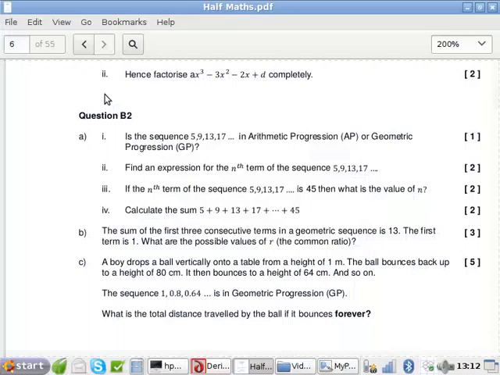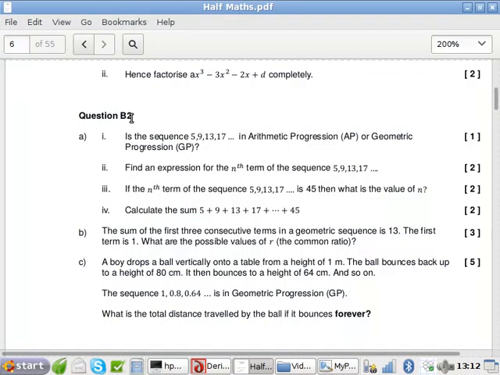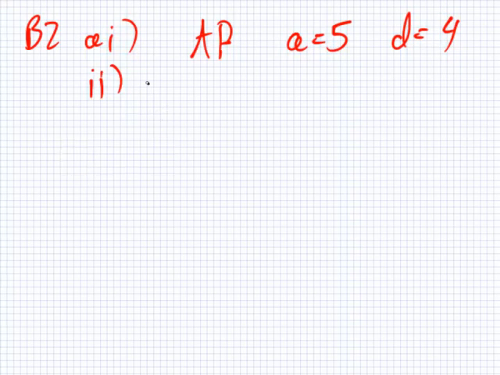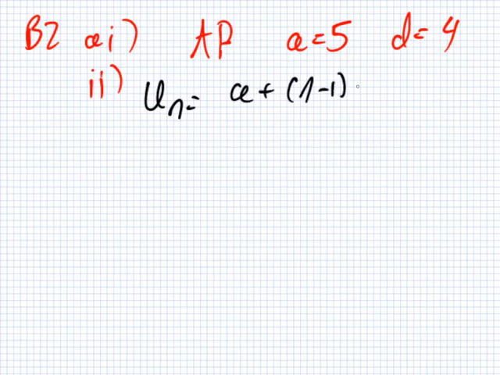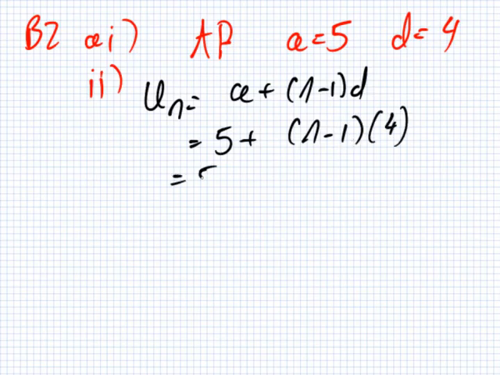Alright, good. Now, next part is, what is the expression for the nth term? So Un is a plus (n minus 1)d. 5 plus (n minus 1) times 4. 5 plus 4n minus 4. 1 plus 4n.